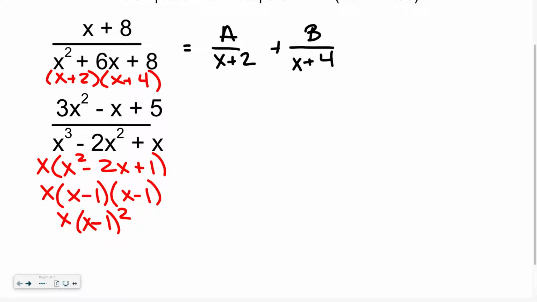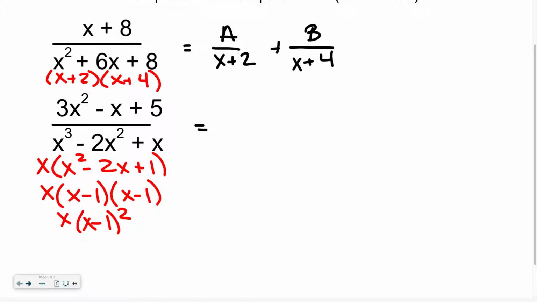Do you have repeated factors? Yes, x minus 1 shows up twice. So for a repeated factor, you have to use the highest power, which is (x minus 1) squared. I'm going to have an (x minus 1) squared, but I also have to include the lesser power of that factor, so underneath the squared is x minus 1 to the first. So I'm actually going to have two fractions because of the repeated factor.